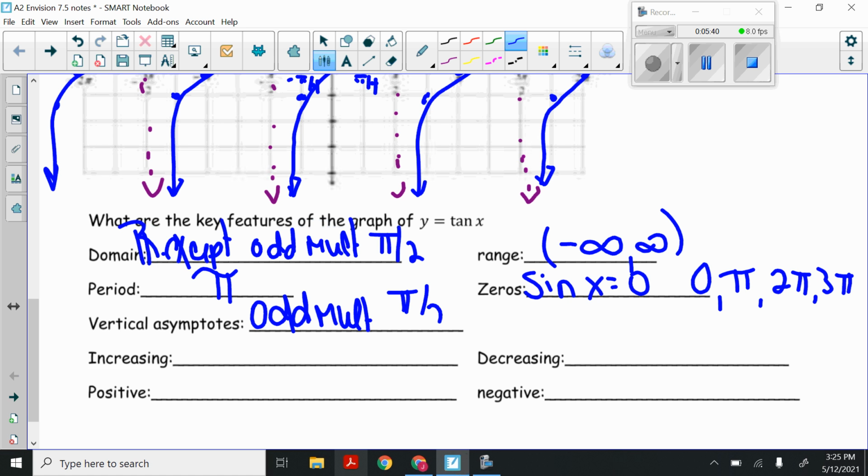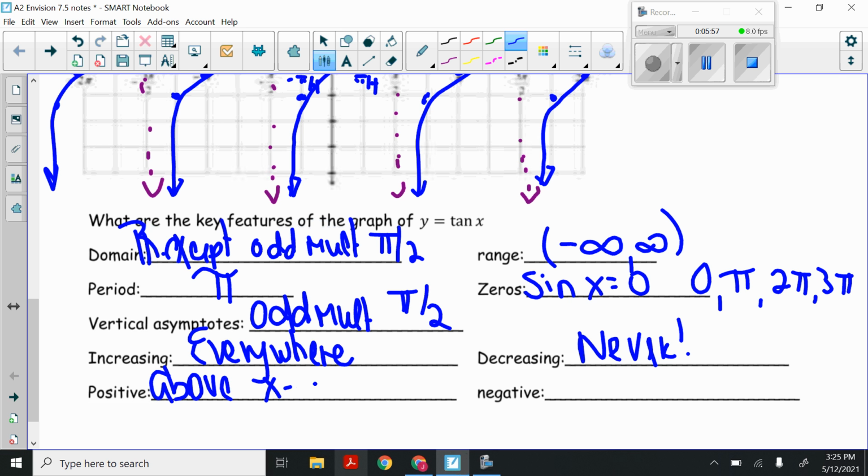Where is our graph increasing? So from left to right, where is it getting bigger? Everywhere. Where is it decreasing? This graph never decreases. Where is it positive? When it's above the x-axis. Where is it negative? Below the x-axis.